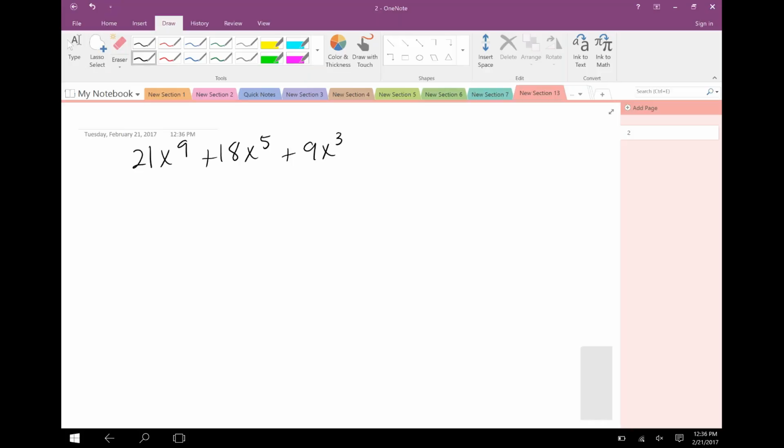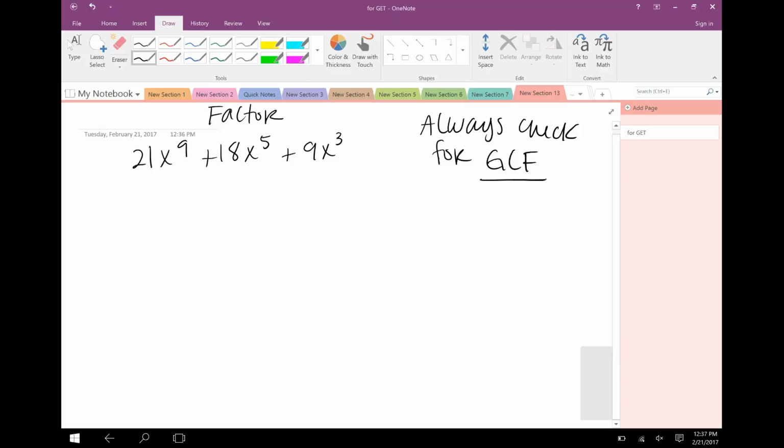Okay, I see one question. I'm going to do this one that I just wrote, and then I'll do the other question. So I'm going to factor this polynomial. So always check for a GCF first, which is the greatest common factor. Sometimes there is one to factor out, sometimes there is not. So you're looking for a common factor between 21, 18, and 9, which for these, there is a GCF of 3.